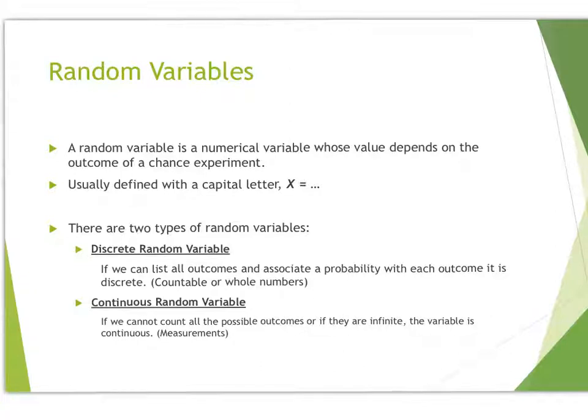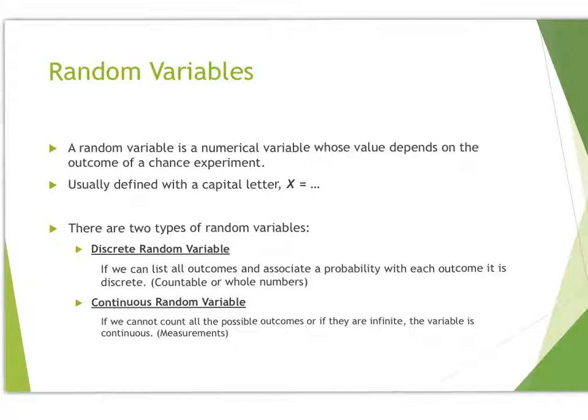We generally define a random variable with a capital letter X. And there are two types of random variables, just like we have two types of data. The first type is a discrete random variable. Remember, discrete data is any data that can be counted or measured with whole numbers. So if we count our data with whole numbers, we get discrete data, and it's a discrete random variable.